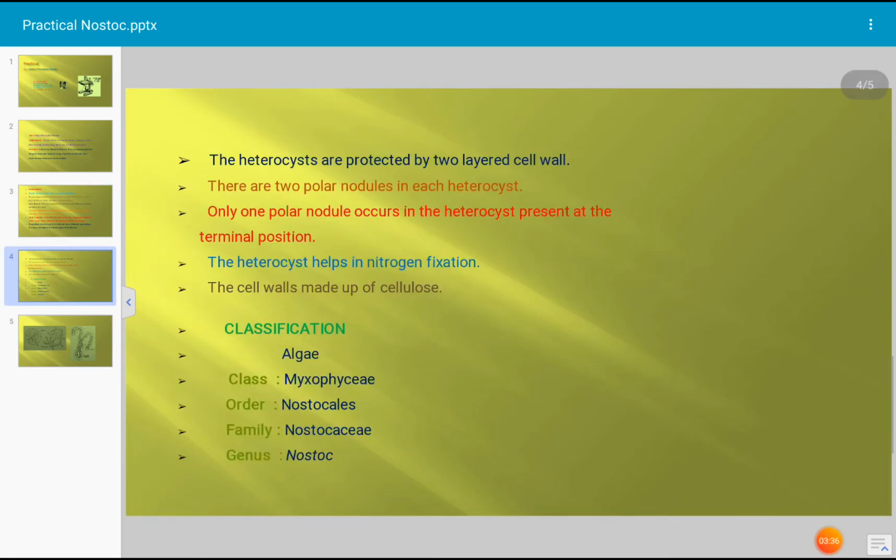Next, the heterocyst is protected by a two-layered cell wall, and there are two polar nodules in each heterocyst that we can see under the microscope. Only one polar nodule occurs in a heterocyst which is present at the terminal position. The heterocyst is the enlarged cell present in the filament of Nostoc that helps in nitrogen fixation. This is the function of the heterocyst. The cell wall of Nostoc is made up of cellulose. All these are the details of the Nostoc filament.